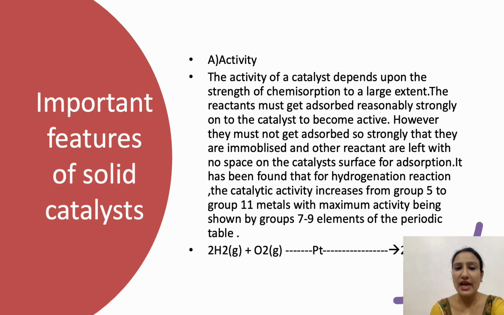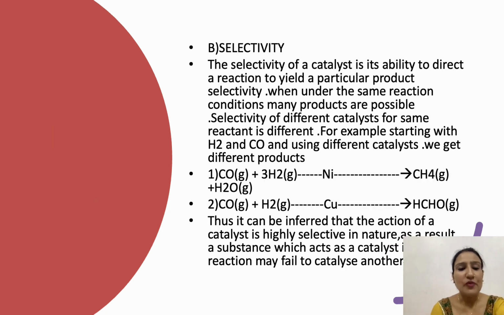It has been found that for hydrogenation reactions, the catalytic activity increases from group 5 to group 11 metals, with maximum activity being shown by group 7 to 9 elements of the periodic table. As you see in the reaction, dihydrogen reacts with dioxygen in the presence of a platinum catalyst and it gives us water. Now, the second point is selectivity.